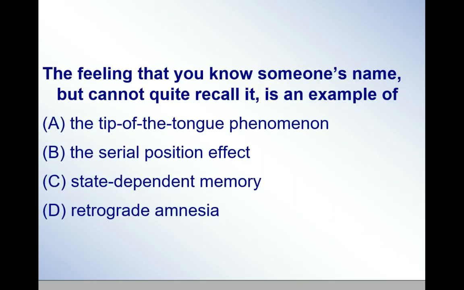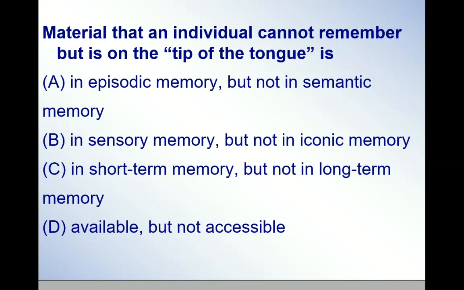All right, the feeling that you know someone's name, but cannot quite recall it is an example of, the answer is A. Ooh, this is a tough question. The material that an individual cannot remember but is on the tip of the tongue is what? The answer is, this is a tough one. It's there, it's available, but it's not accessible. I do not like this question.